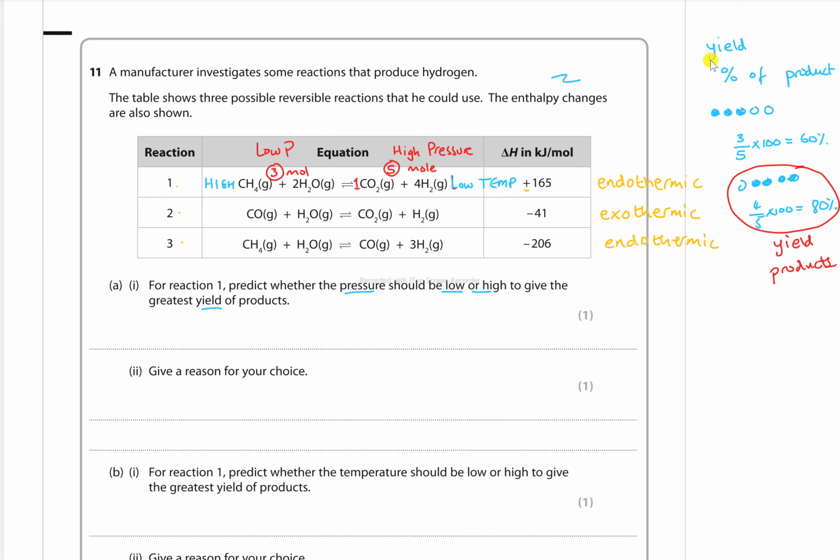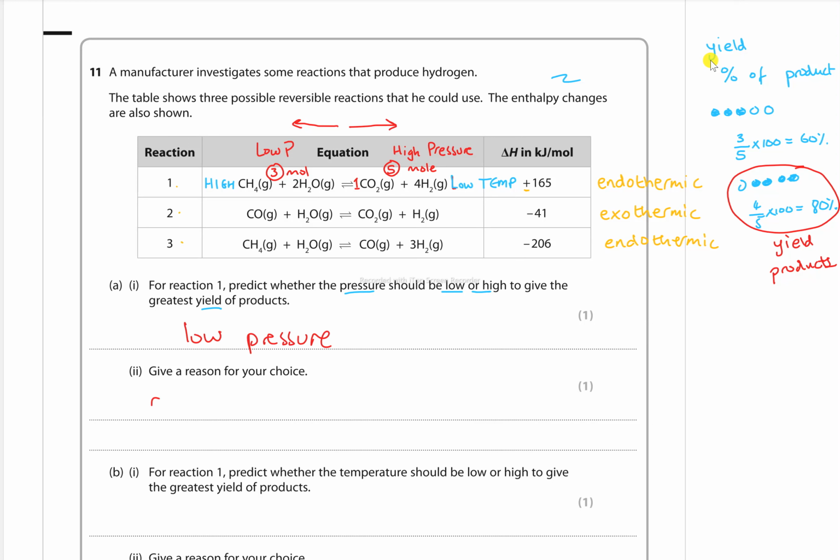So if we're looking for reaction 1, pressure, high or low. Look, if you increase the pressure, the system will go backwards. We don't want it to go backwards. We want it to go to the product side. So we want low pressure.